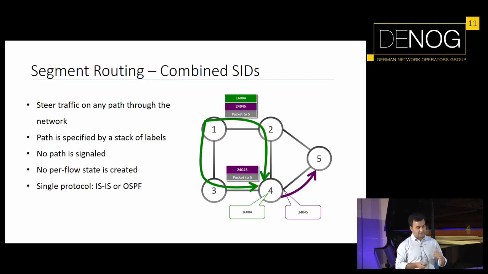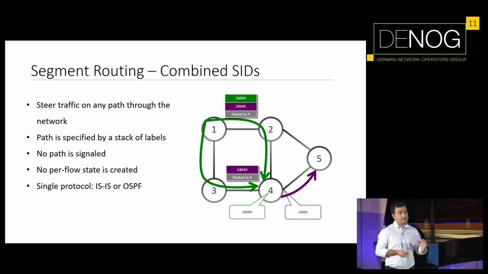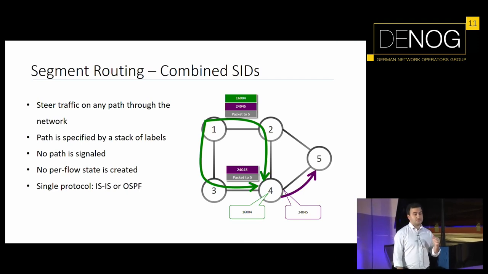Now the first label, the bottommost label, is 24,045, which is the adjacency segment ID of node 4 to node 5. And the top label, the one in green, is a prefix segment ID 16,004, which means node 1 says, okay, to go to node 5, first go to node 4 and use ECMP in this case, because you have two different paths with the same cost, so the packets will be load balanced until node 4. Once it reaches node 4, it will pop the top label, 16,004, and check what is the next label in the label stack. It is 24,045, which is the adjacency segment ID of the link on node 4 going to node 5. So we will know exactly now, okay, I need to push the packet towards node 5. So this is the use case with combined SIDs.